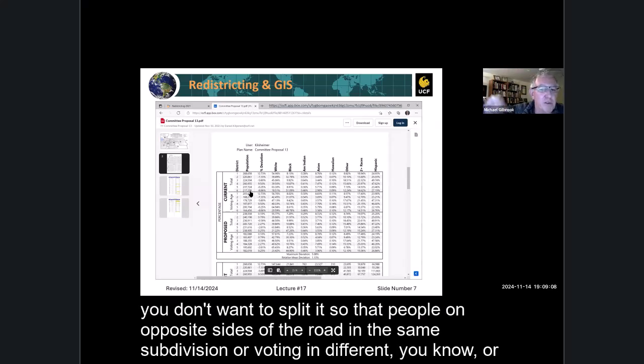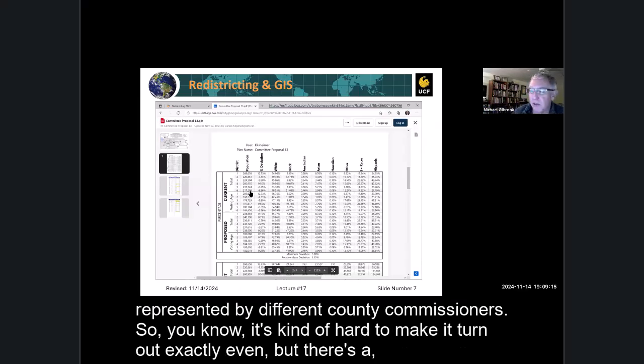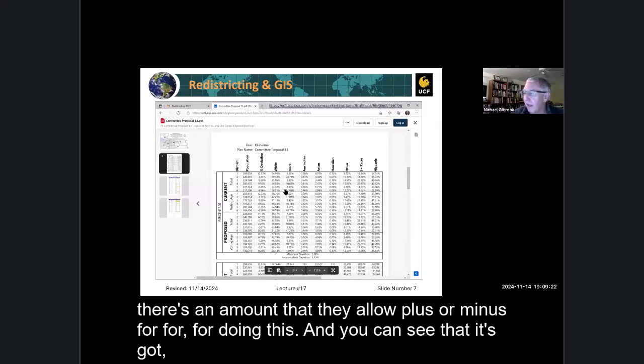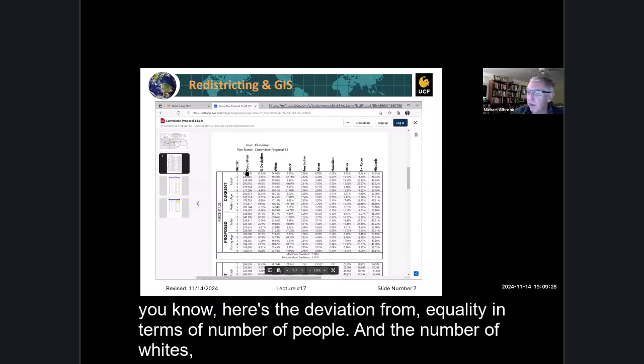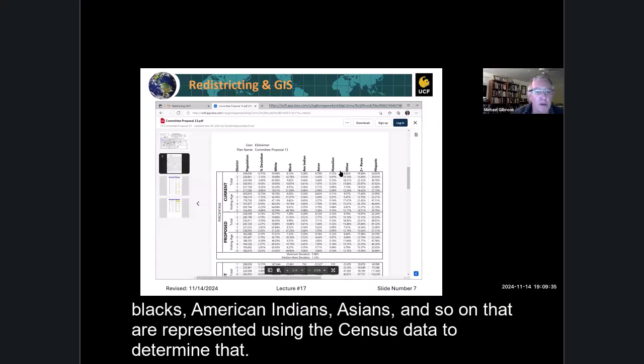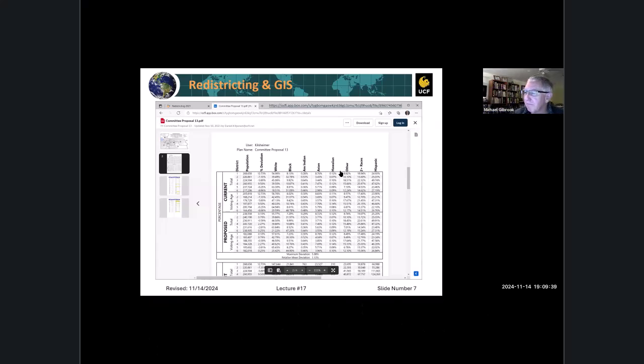You don't want to split it so that people on opposite sides of the road in the same subdivision are voting in different, or represented by different county commissioners. So, it's kind of hard to make it turn out exactly even, but there's an amount that they allow plus or minus for doing this. And you can see that it's got, here's the deviation from equality in terms of number of people and the number of whites, blacks, American Indians, Asians, and so on that are represented using the census data to determine that.